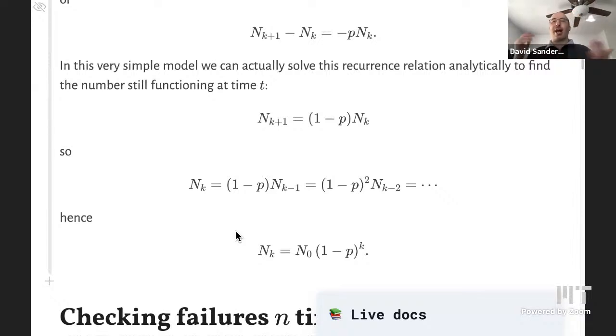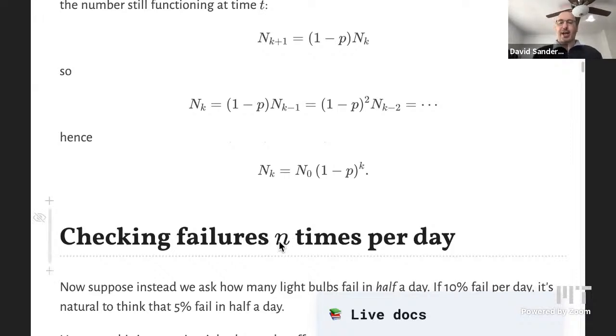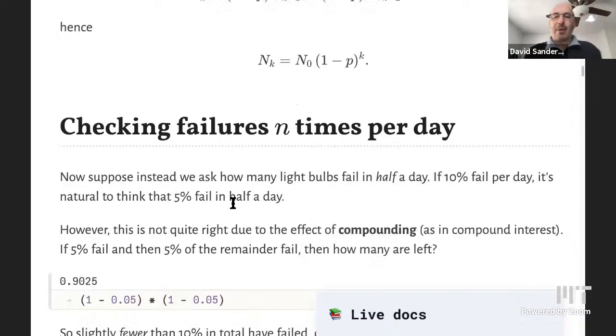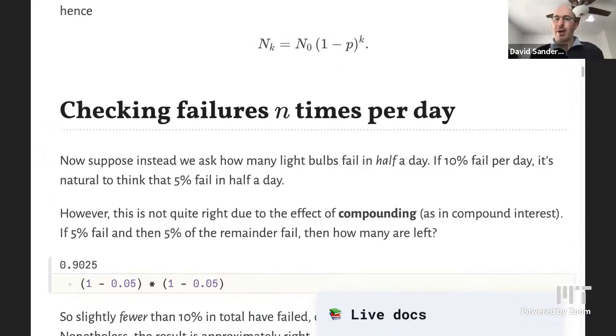Now, what if we check every half day instead? Or in general, we're going to check n times a day spaced equally during the day. So how many light bulbs fail in half a day? Let's go back to our example. If 10% fail every day, how many fail in half a day? Well, it's natural to think that, in that case, 5% are going to fail in half a day.